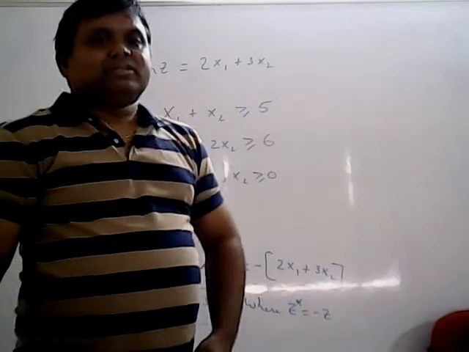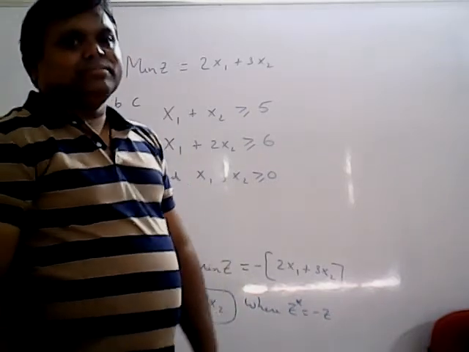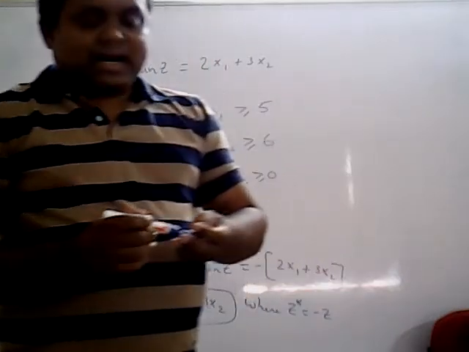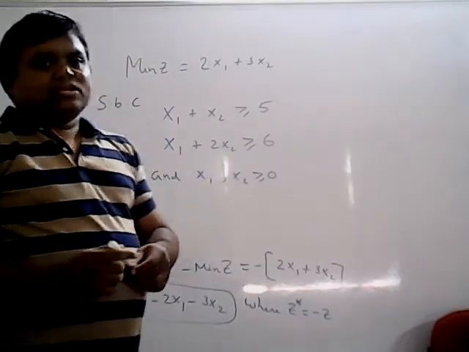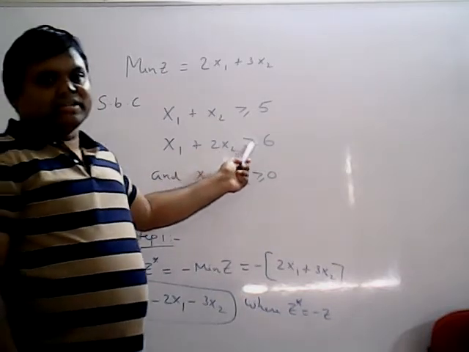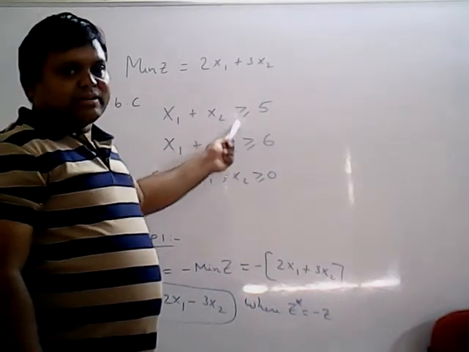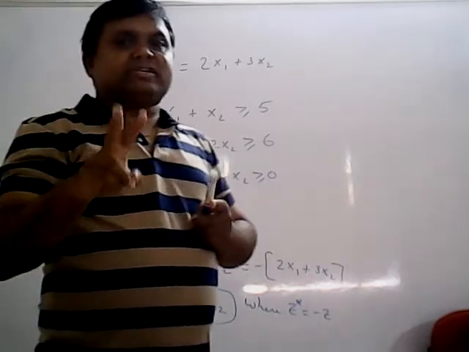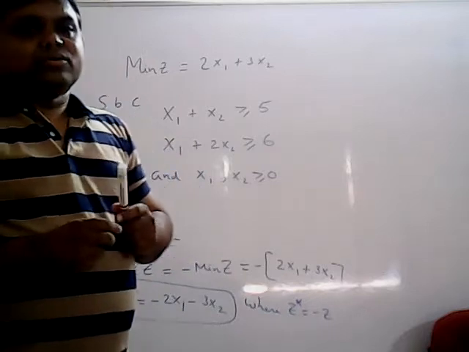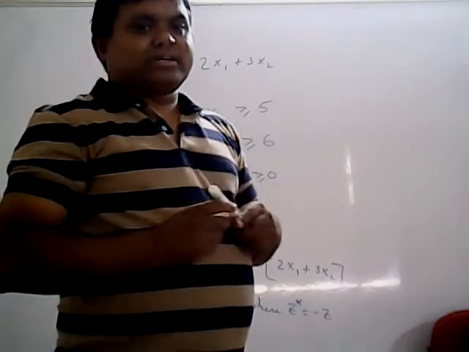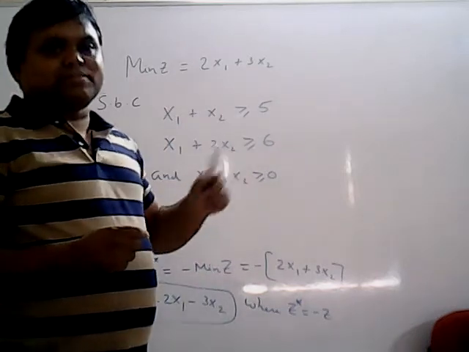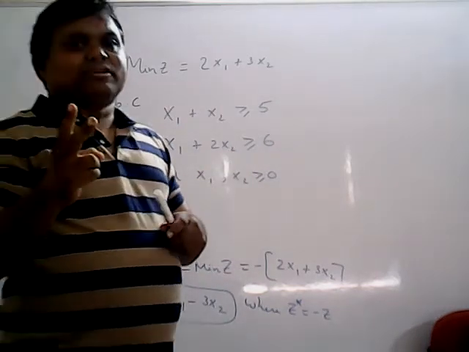So how will you convert? If constraints are less than or equal type, then add slack variables. If constraints are greater than or equal to type, then subtract surplus variables. Now how many less than or equal type constraints are there? They are not there. So how many greater than or equal type constraints are there? 2 are there. Greater than or equal to means always surplus variables are required. So 2 surplus variables are required.